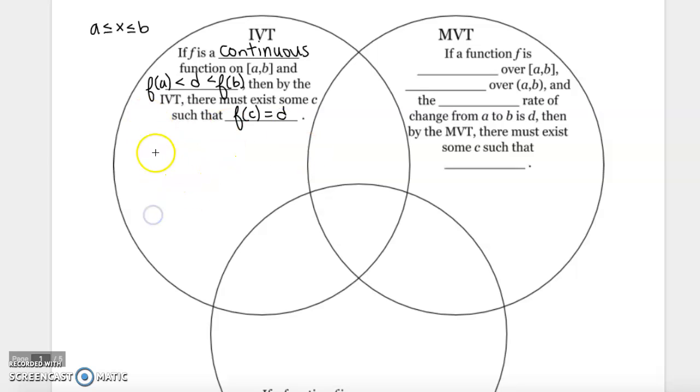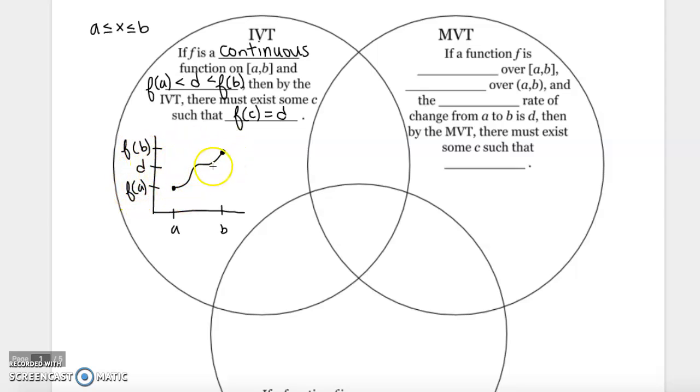So visually, if you have a graph going from a to b, and then we have a function. It doesn't actually matter what the function looks like. It could be curvy, it could be straight, as long as it's continuous. And here is f of a, here is f of b. So these are the x-coordinates of our interval and then their y-coordinates. And let's say that we're looking at the value d that is right here. So d is falling between f of a and f of b.